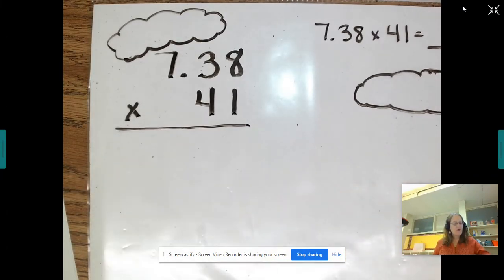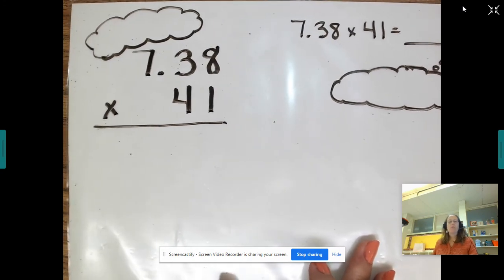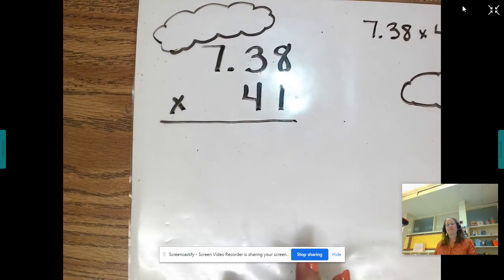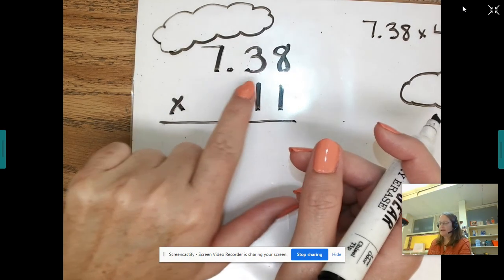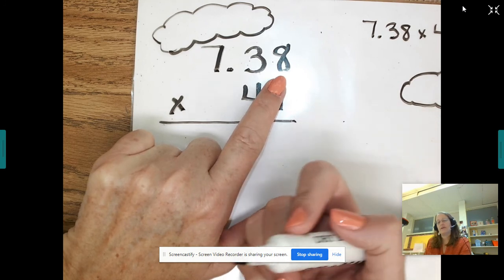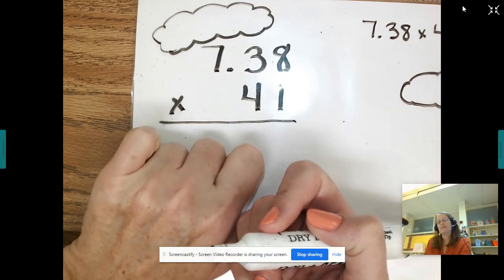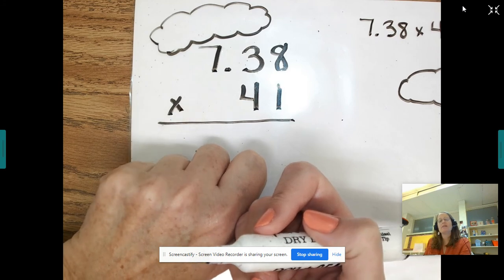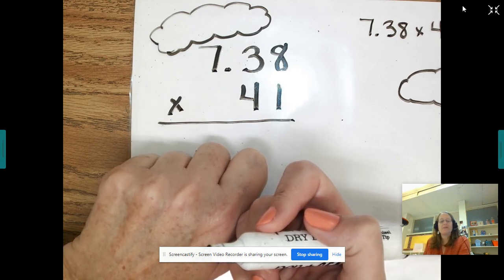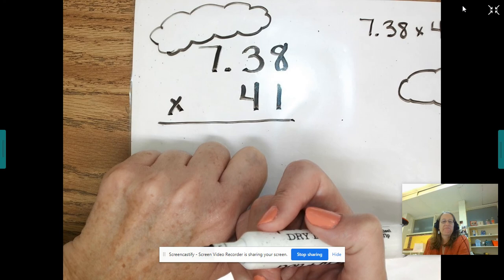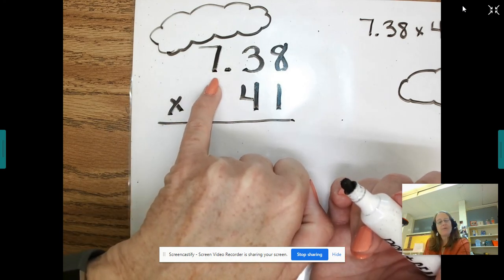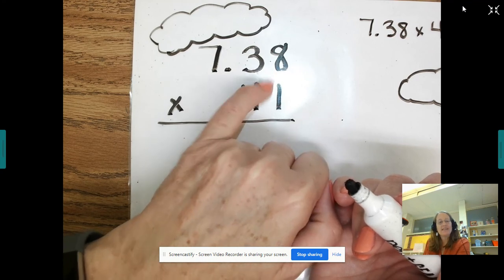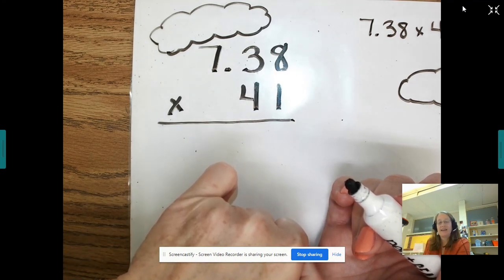So on my whiteboard, I've written a multiplication problem, and I want you to think about how this problem looks different from what we did last week. 7 and 38 hundredths. Think for just a second. Well, times 41. How does that look different from last week? Yeah, that's right. So our first decimal number goes to the hundredths, not just the tenths place.